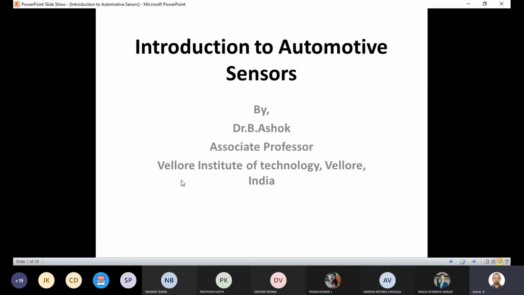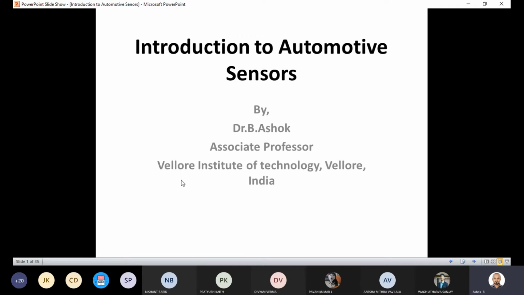Hello everyone. Today we are going to discuss some basic introduction about automotive sensors. Basically, sensors play a wide role in almost all segments, maybe manufacturing, robotics, in all the aspects. Similarly, on the automotive side also, sensors play a major role in its basic function and related aspects.